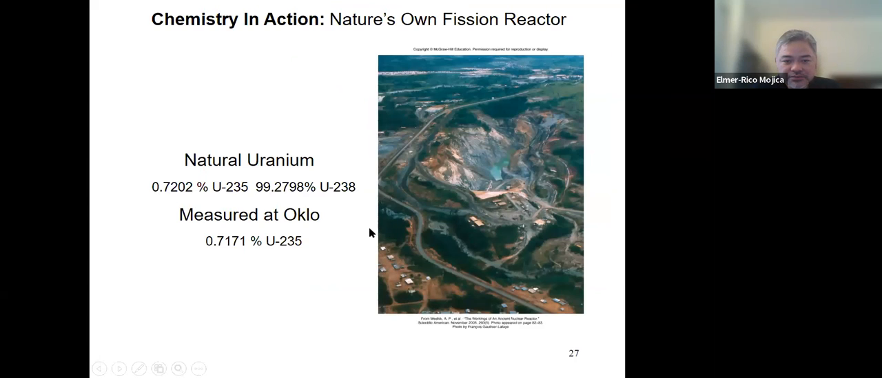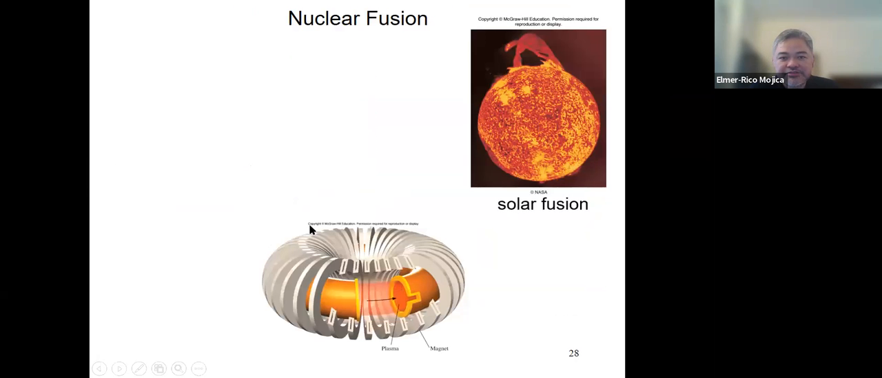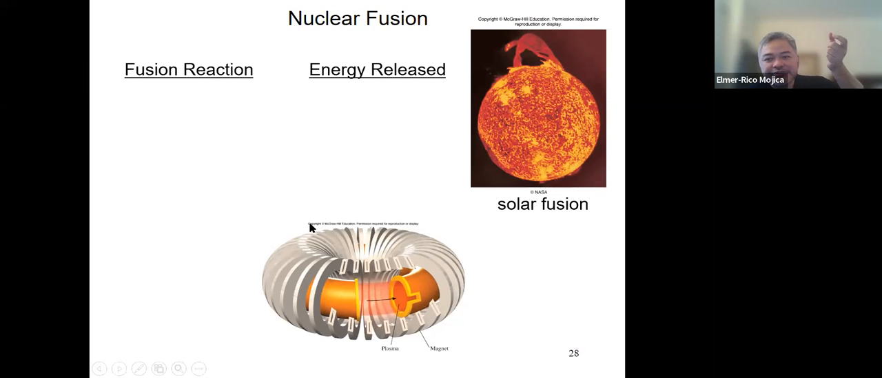Now, most of the natural uranium that you have here, which is uranium-238, can be found in this area, Oklo. So that is, we could say, the fission. The fusion, on the other hand, is the other way around, small to big.